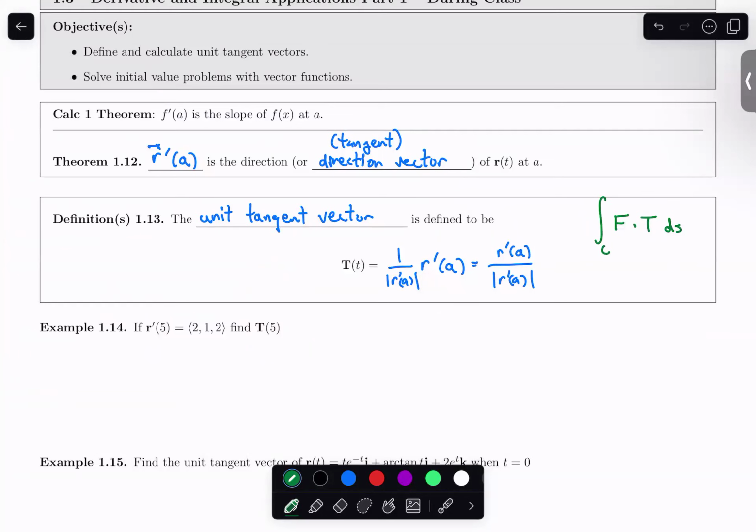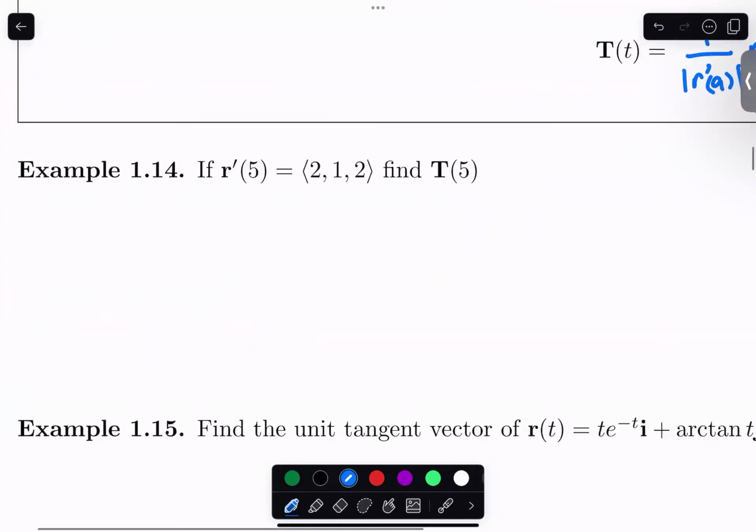All right, but for the time being, let's calculate a few of these. I'll take the easy one, this first one here, and then I'll give you a chance to work on the second one. So suppose that I tell you that r prime of 5 is equal to <2, 1, 2>. Find T of 5. This is making sure that you know the notation. It doesn't say the unit tangent vector, it just says this T, so you have to know that that means the unit tangent vector.